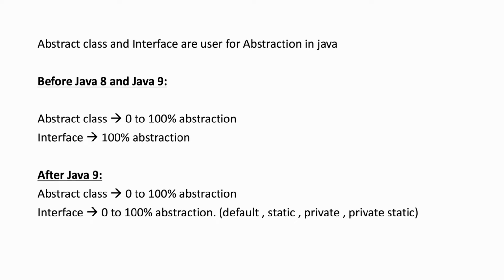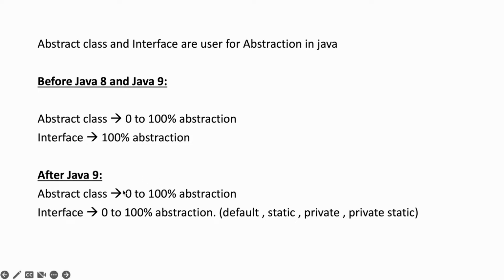Before Java 8 and Java 9, abstract classes are used to achieve 0 to 100% abstraction, but interfaces are used to achieve 100% abstraction. That means before Java 8 and 9, interfaces allow only abstract methods, but abstract class can allow both abstract and non-abstract methods also. After Java 9, abstract classes are still allowing both abstract and non-abstract methods.